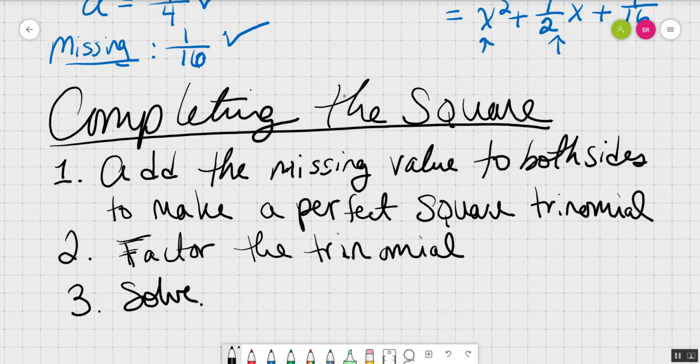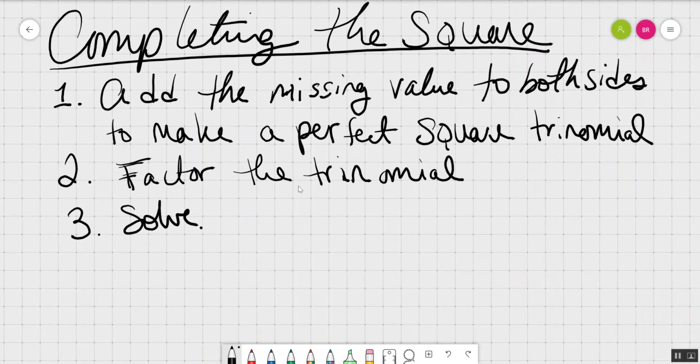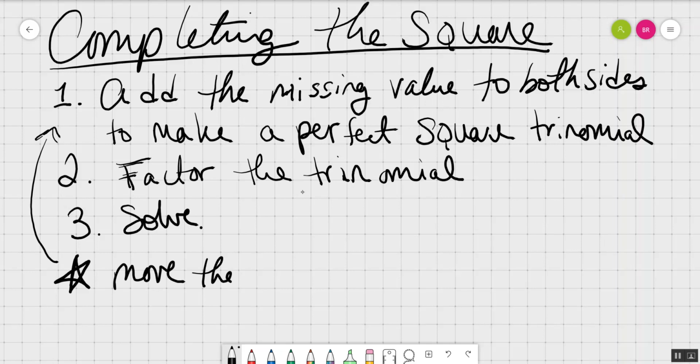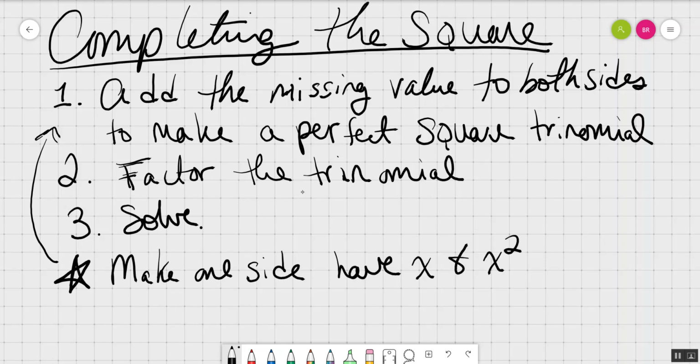That's it. Now, one little tip I'm going to add to this, to have an easier time doing the factoring, is that before we get to even step 1, I would suggest you make one side have x and x squared terms on it. And you're going to see me do this. It just makes it easier to solve later. A little bit of a pro tip for you.